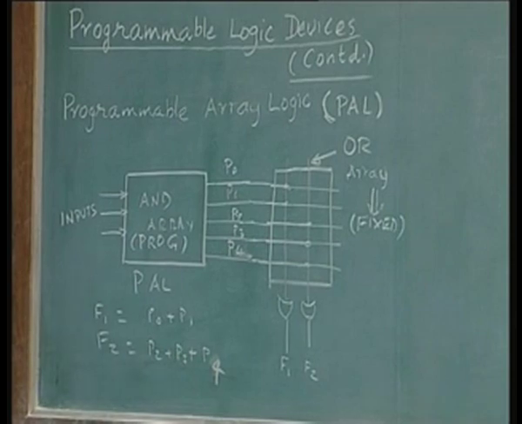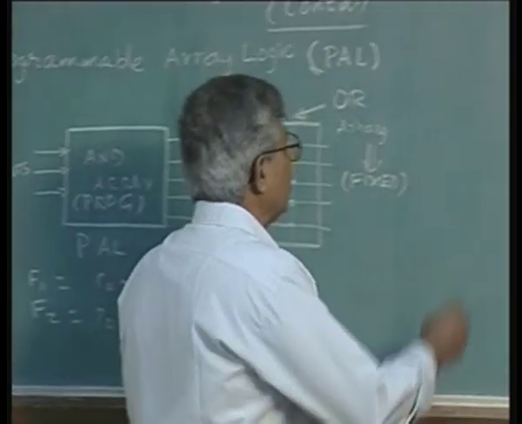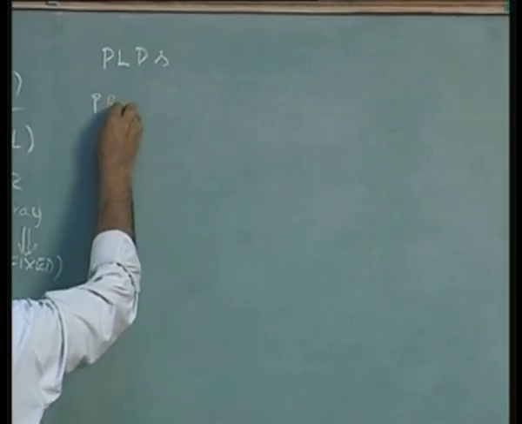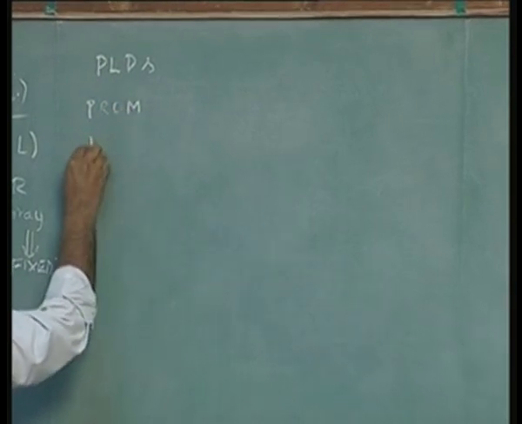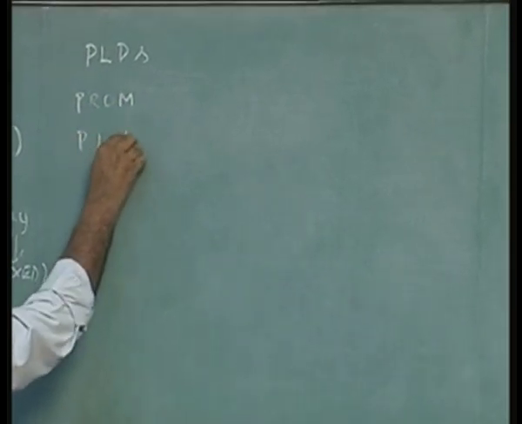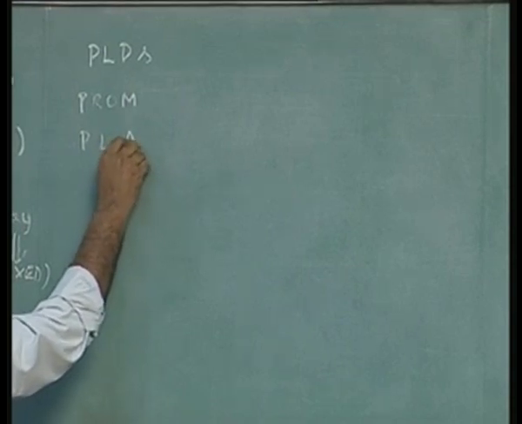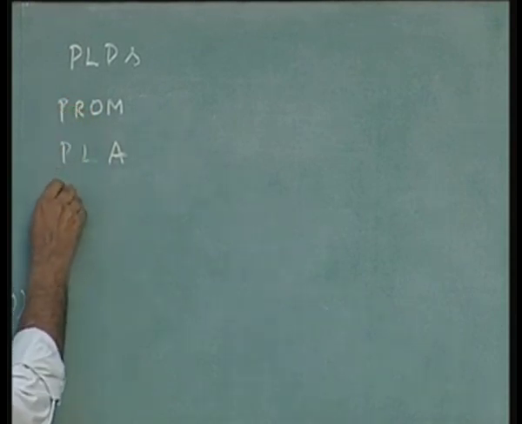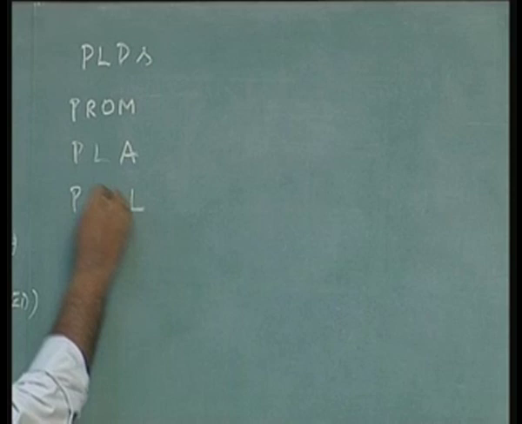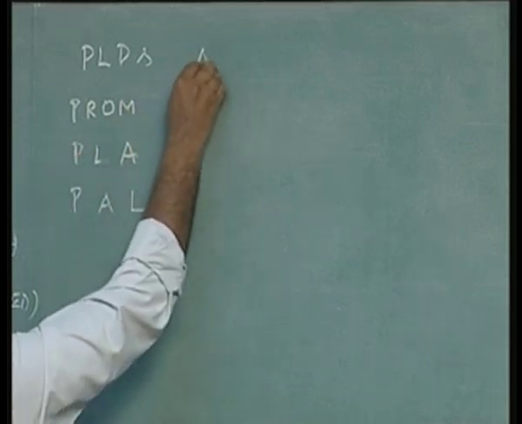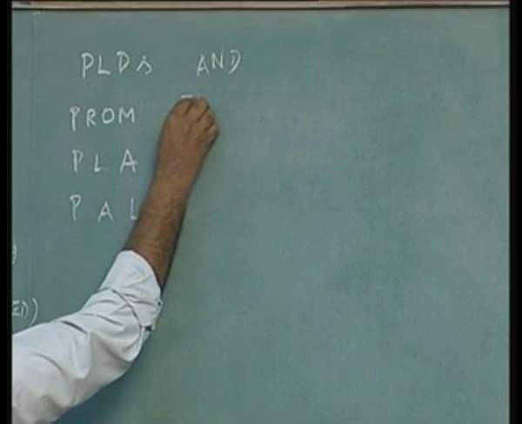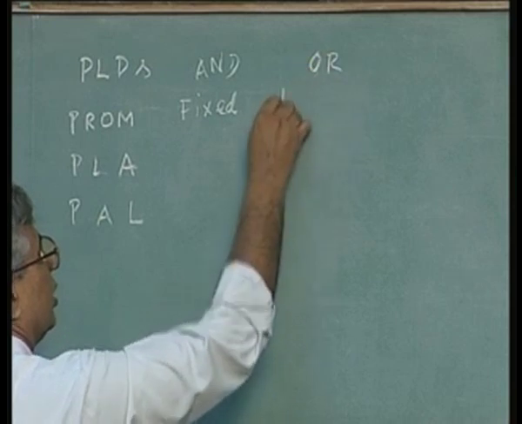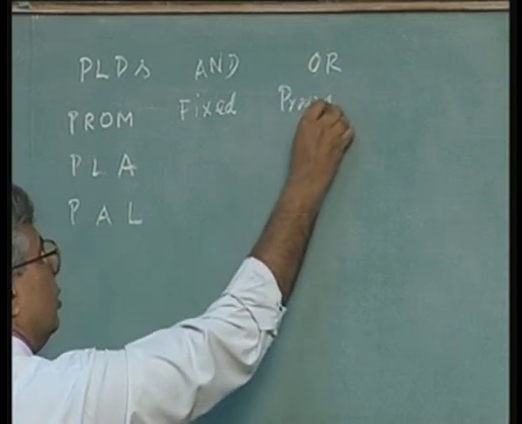To summarize then, the 3 devices we have seen, 3 PLDs: one is PROM, next is programmable logic array, third is programmable array logic. In a PROM, the AND array is fixed, you generate all the min terms, the OR array is programmable, you can combine any way you like.